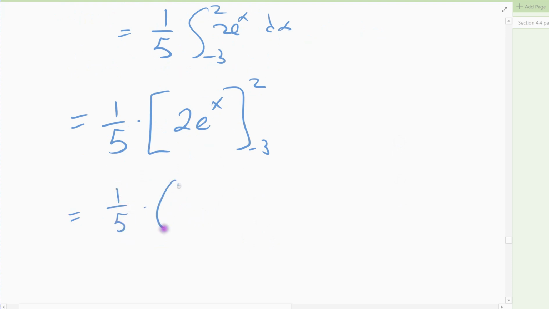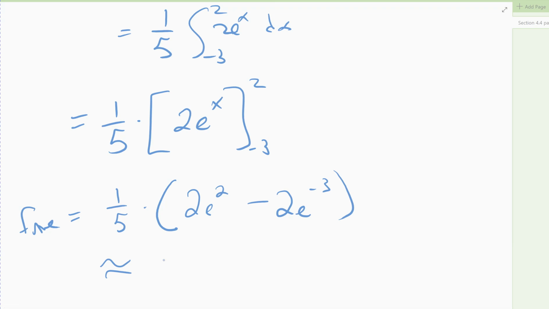So 1/5 times, well, when I plug 2 in, I'm going to get 2e to the second minus plugging negative 3 in, which is 2e to the negative 3. That's exactly what the average value is. That's exactly what it is. So the average value of this function from negative 3 to 2 is exactly 1/5 times 2e to the second minus 2e to the negative 3, and then you can multiply that out on your calculator. Make sure I multiply it out carefully.